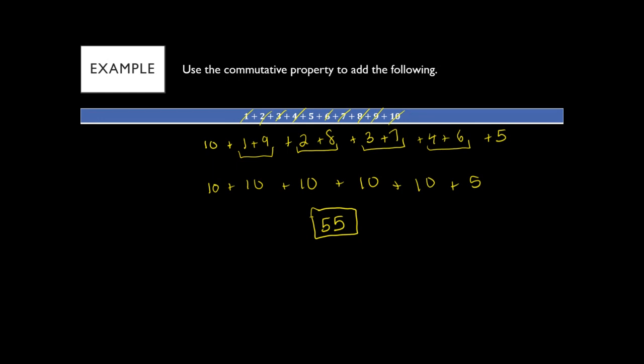But the commutative property used well and used in the right way can actually help you do your math mentally faster than if you literally try to add all of these left to right. It's one of the tricks of mental math. And if you do it this way and you don't spend your time writing it down, you might even be faster than typing it into a calculator.